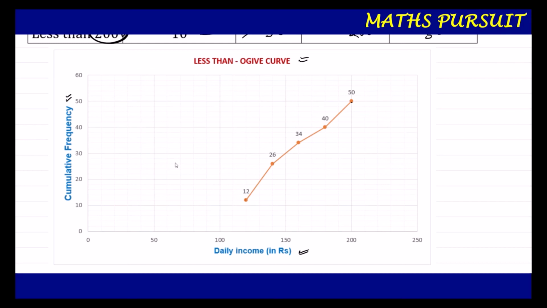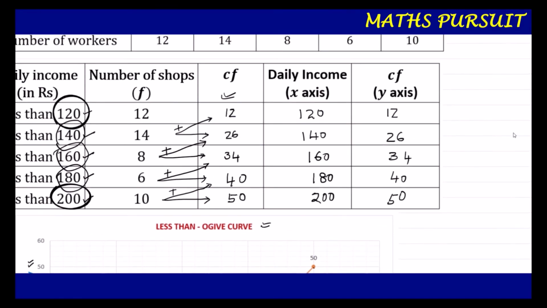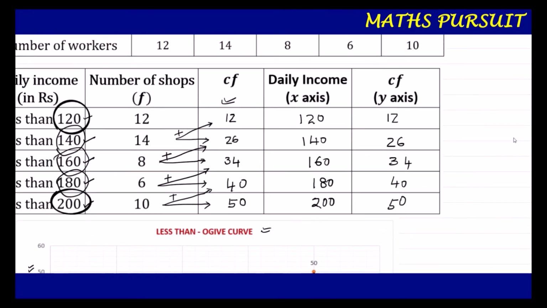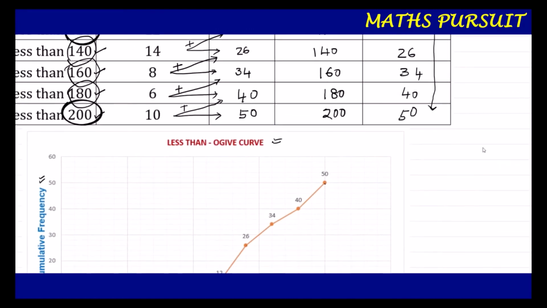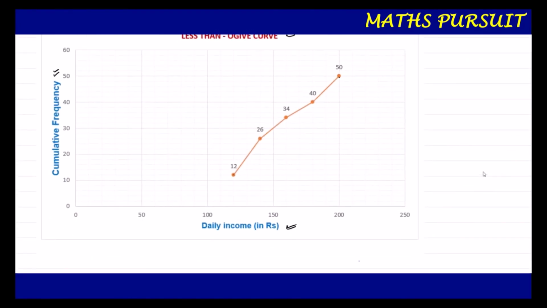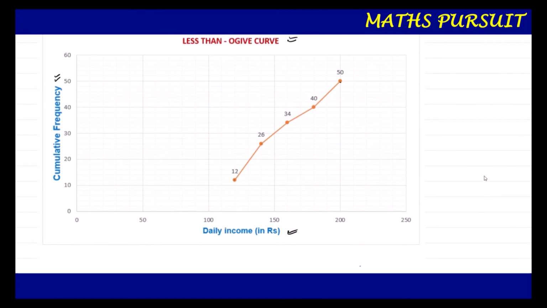Why? Because the logic here is, let's say for the less than OGIF curve, this graph depends upon the cumulative frequency, and you could see that our cumulative frequency gradually keeps on increasing from a lower number to a higher number. That is from 12 to 50. You could see that the cumulative frequency is increasing gradually. For that reason, our graph is also increasing from a lower number to 50. For that reason, you could see an upward trend of the less than OGIF curve.